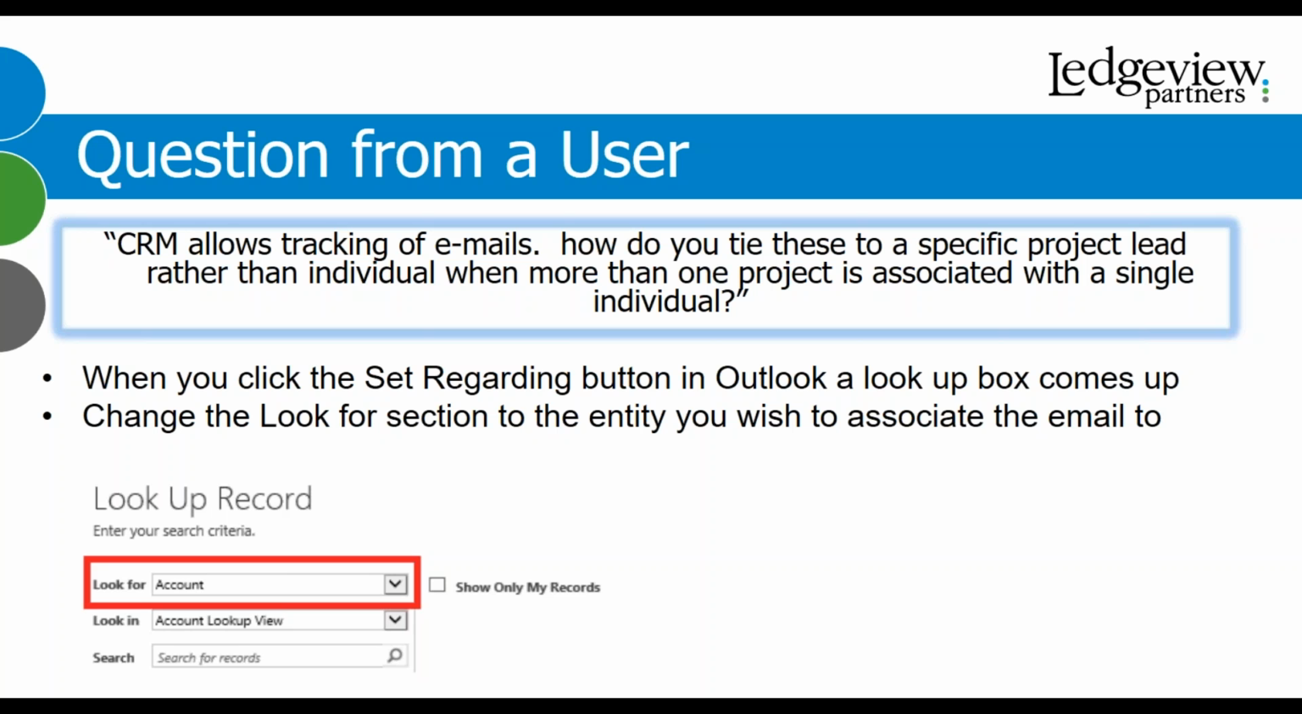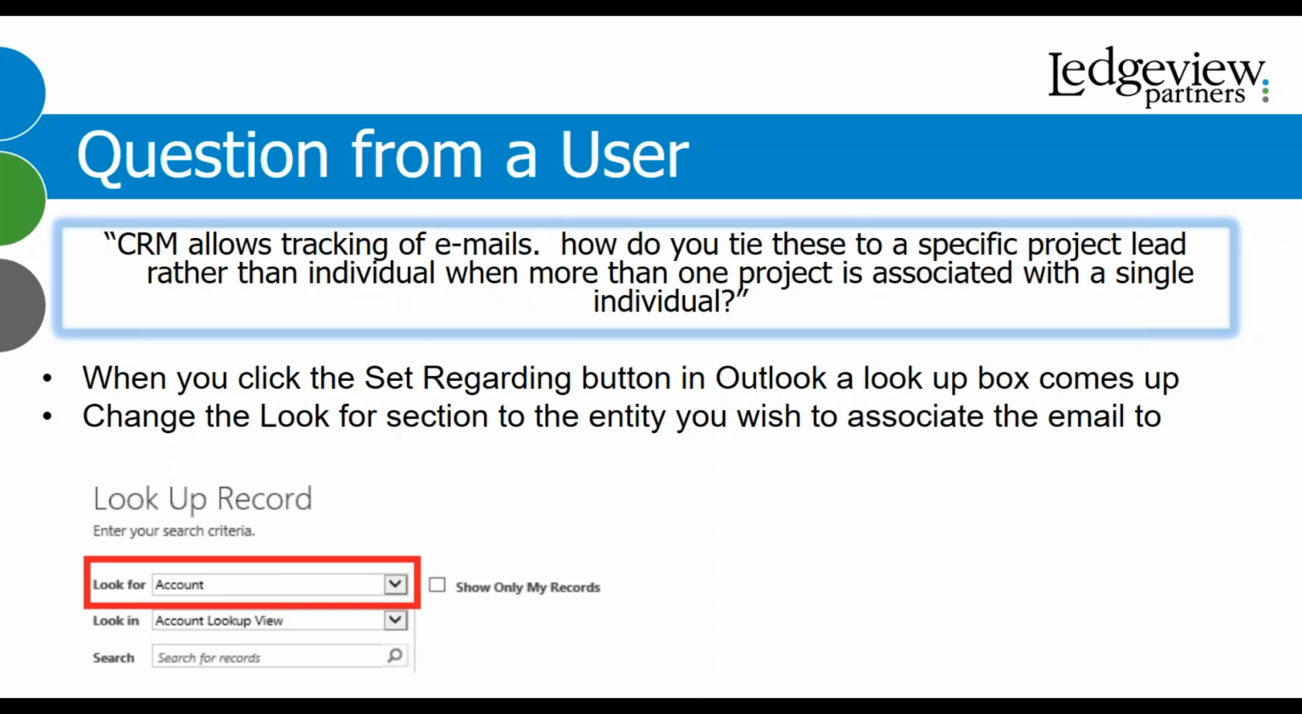Our last question is, CRM allows tracking of emails. How do you tie these to a specific project lead rather than individuals when more than one project is associated with a single individual? So think of this as like an account with opportunities. An account can have several opportunities. How do you pick the opportunity that you want it to be applied to or associated to?